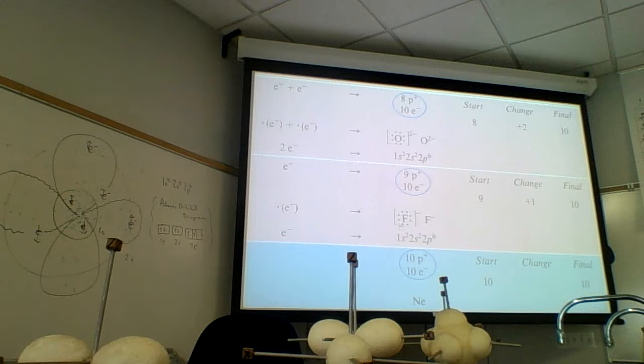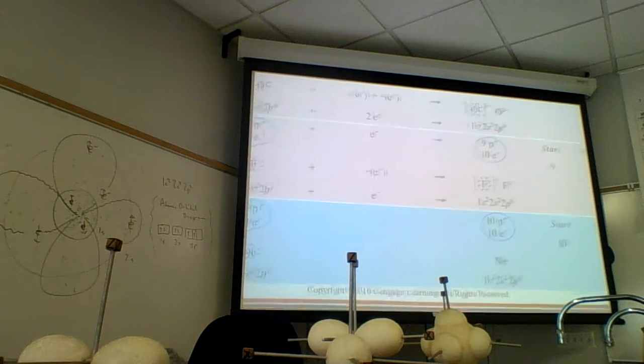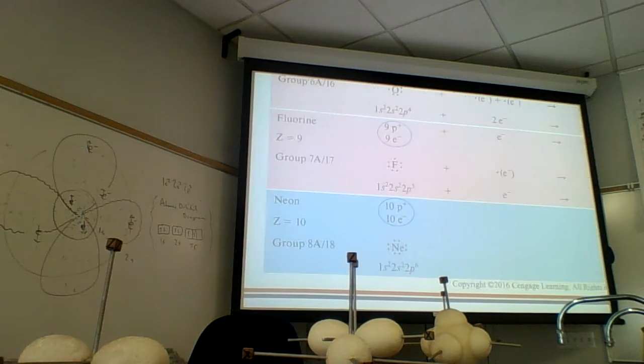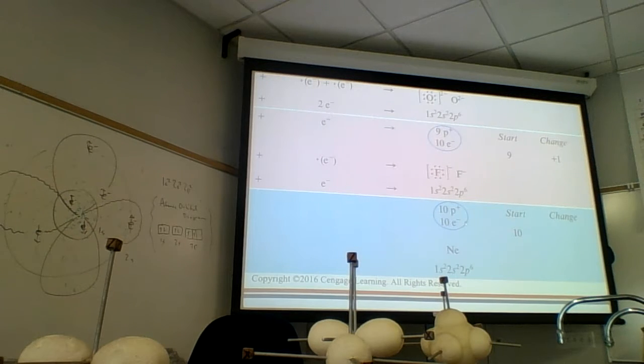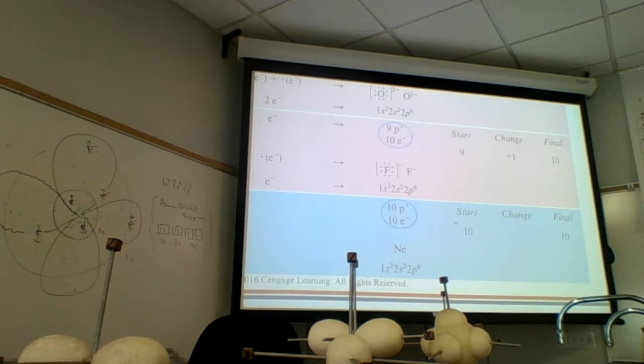Fluoride has that octet, 10 electrons, isoelectronic with neon. It's fluoride. This is called the Lewis symbol, or Lewis structure, for fluoride. Let's go on here. Neon. Neon has a filled first shell and filled second shell. Neon is unreactive. It's pretty much inert.